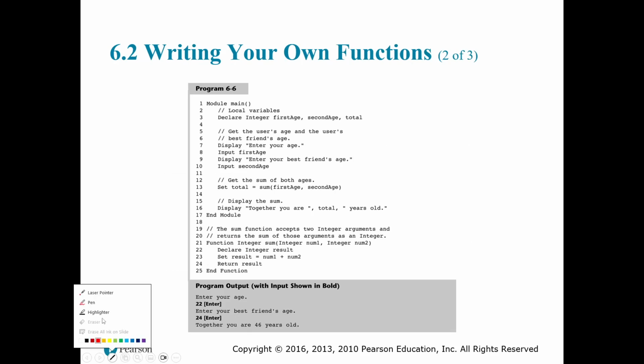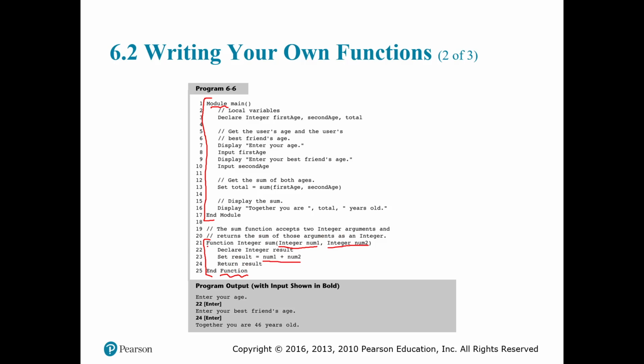Let's look at this function. Right here, as you can see, we have a function, because the name is function. And here is a module, because the name is module. The start of a module, the end of the module. Based on the comments, we can tell that this function accepts two integer arguments, integer num1 and integer num2, and returns the sum of those arguments as an integer. So we will send two numbers to this function, and this function will calculate the sum of them for us.